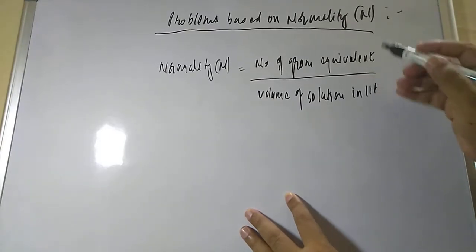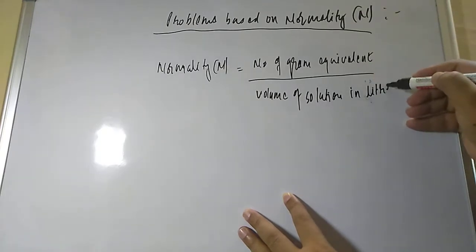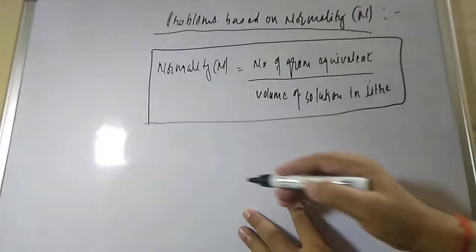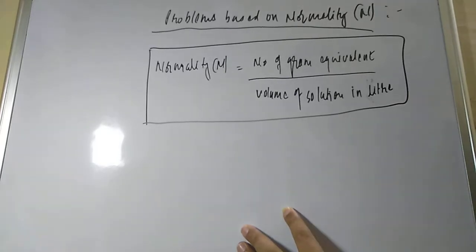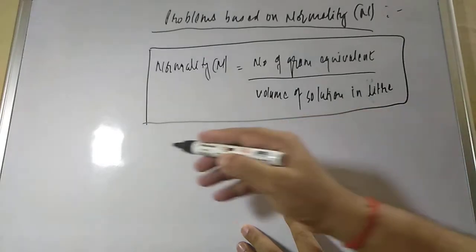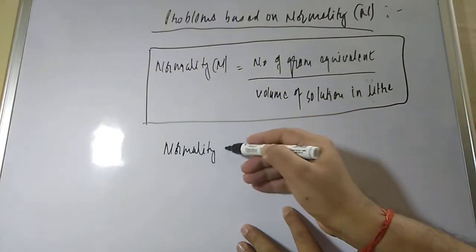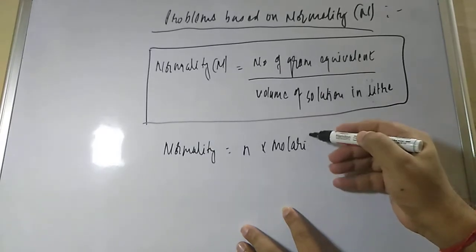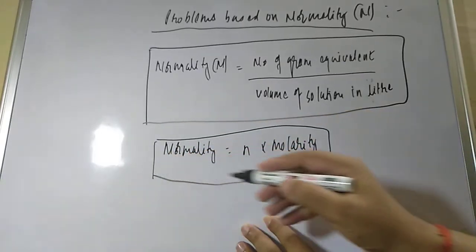So dear students, how do we follow this type of question? When the given mass is there, you have to follow this formula. If other quantities are given, there is one more formula we can use: normality is equal to n into molarity. You can write either the first one or the second one.